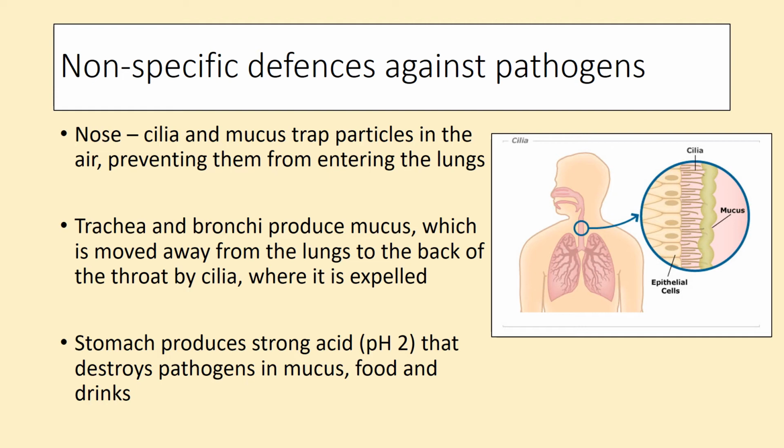Now, the cilia at the back of the throat sweep up pathogens and trap them inside the mucus, which is then swallowed and destroyed by the stomach acid, which again, as you can see, has a pH of 2, which is strong enough to destroy pathogens inside the mucus and in most food and drinks as well.